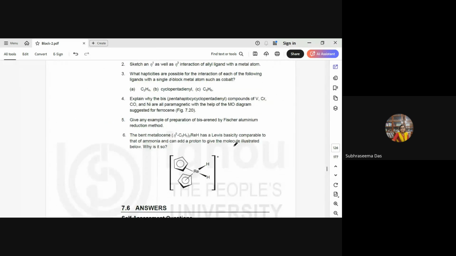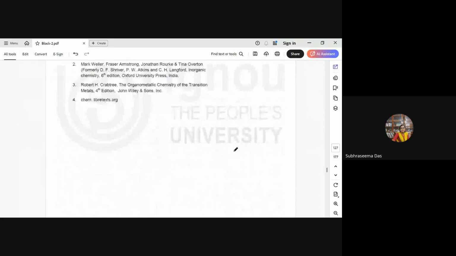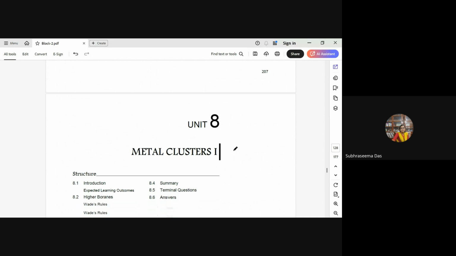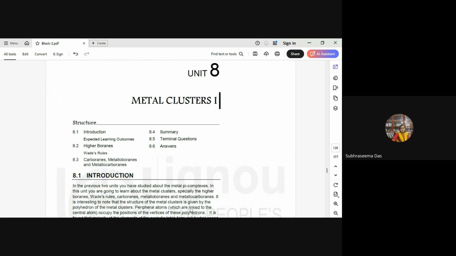So this part is over, and here are some of the questions regarding this unit. Now we will start with the next unit, that is metal clusters. Now we'll just take a break of 5 minutes and again start with the metal clusters.